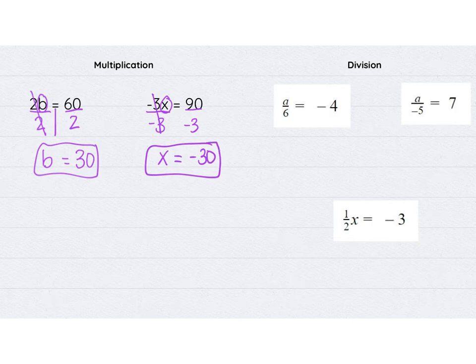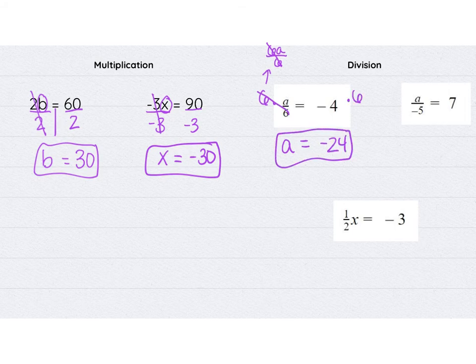All right, and then for division, you're going to use multiplication. So you're going to multiply by the denominator for the first two examples. If we multiply by the denominator of 6, that gives us 6 times a. I'll show you up here. So 6 times a is 6a over 6, and then those just cancel out to 1, which is a. 1a, which is just a. And that equals, well, that cancels out, and then times 6, -24.